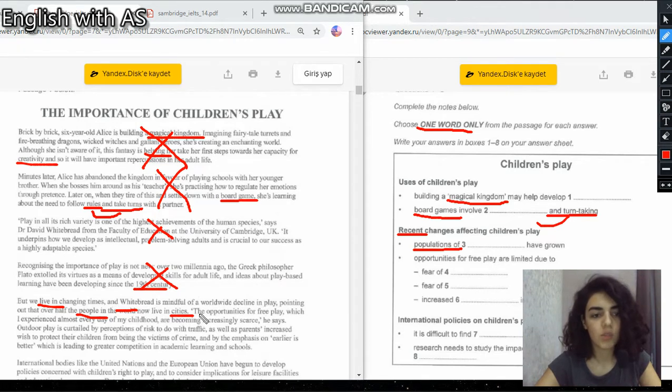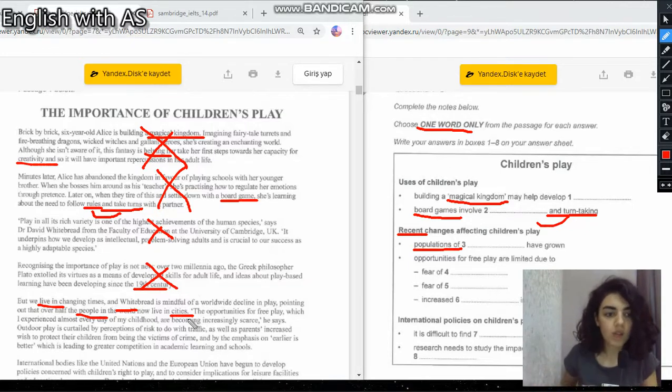Why? Because it's of the people. Why? Because it's a noun. What I needed was something after people and something noun. That's why this is my answer. And you can ask, but okay, where's have grown? Where's something related to increase? So it says, pointing out that over half the people in the world now live in cities. It means before, people didn't used to live in cities, but now after some changes taking place, people now tend to live in cities. Okay, it means populations of cities have grown, have increased.